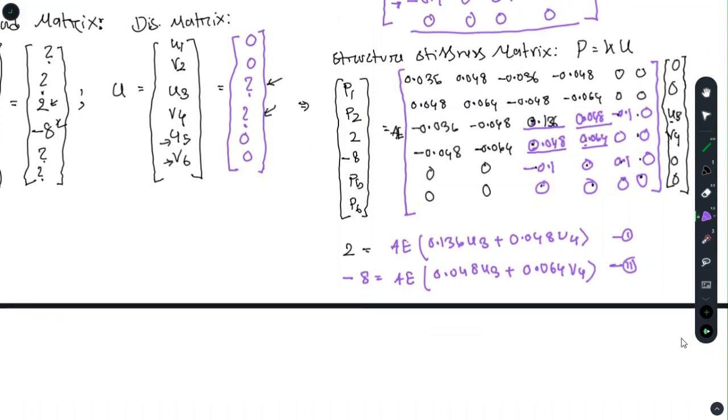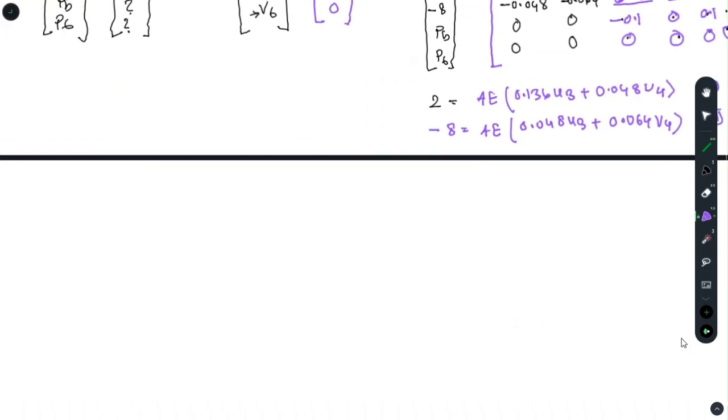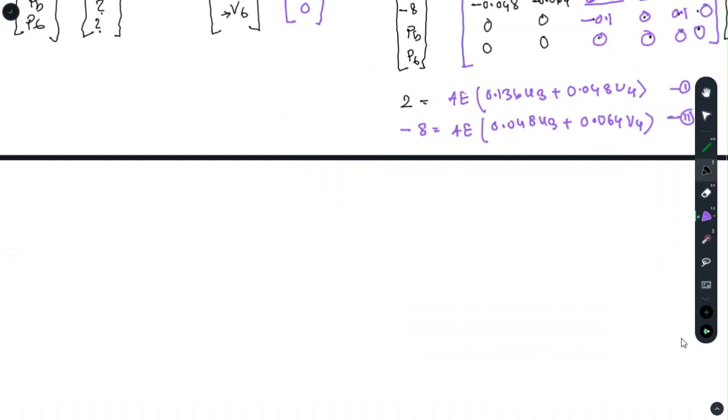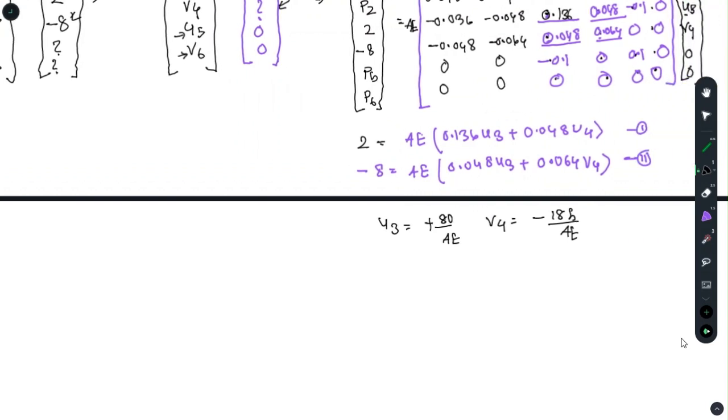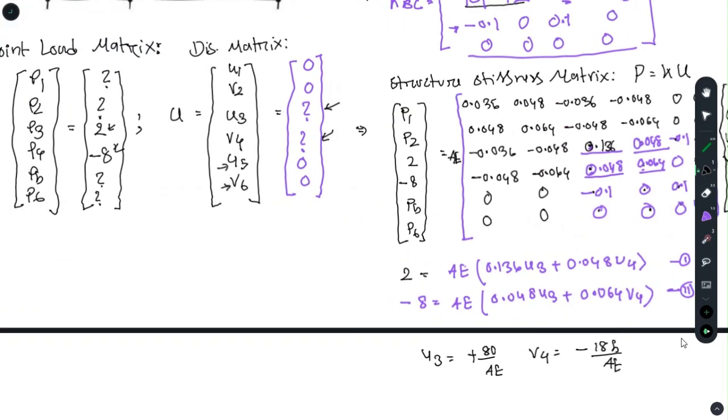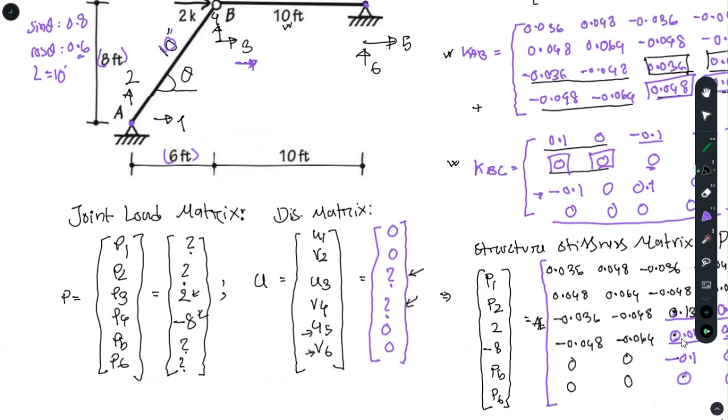If you solve these two simultaneous equations, you will find the U3 value as minus 80 over AE, and U4 as, is that minus 80? Sorry, it would be plus 80, and your U4 would be minus 185 over AE. So now you know the unknown displacements. We call U3 and U4 the displacements. If you know the values of the displacements, then you can find the values of the joint reactions. We want to find the joint reactions.